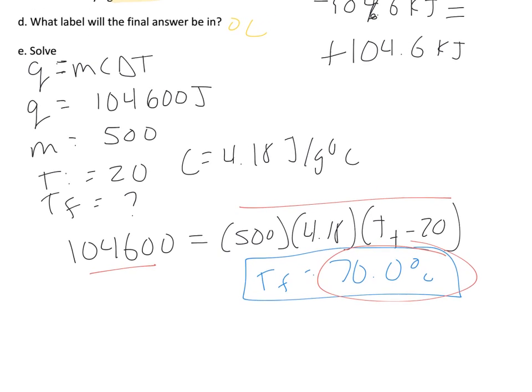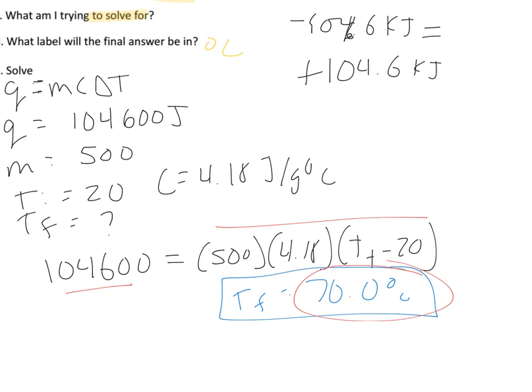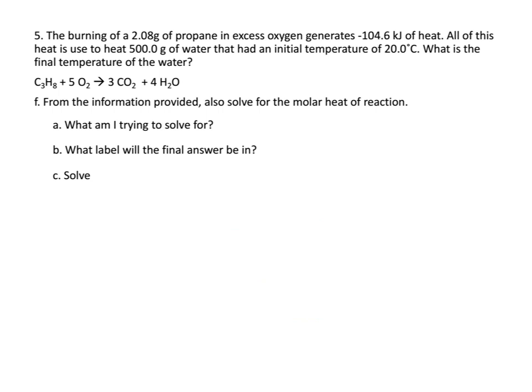And again, that should make sense from what we already know. Our water ends up gaining energy from the system, which means the final temperature will go up, and that makes sense. Continuing on with this problem, now we're going to solve for something called the molar heat of reaction, and that tends to be a moderately confusing concept. Okay, so we're trying to solve for the molar heat of reaction.